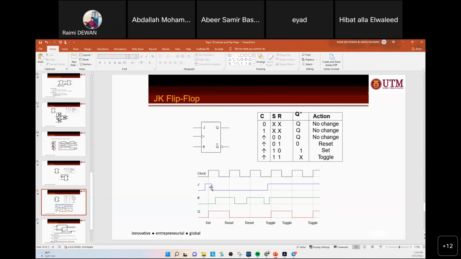Let me see the page again. I'm looking at the book. Where is the book for JK flip-flop? At which page? Okay, so there is a JK flip-flop in the pages, but my pages are different from yours. Can you share figure 10.34 inside the Telegram group? It's about building a JK flip-flop with a D flip-flop.